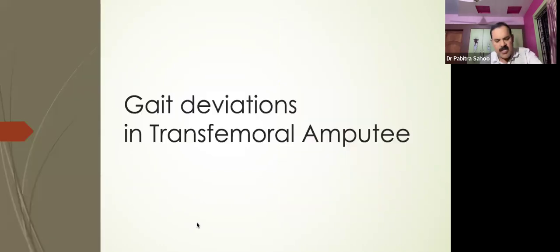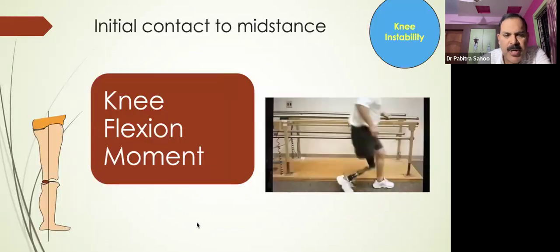Now the last part is the gait deviations in transfemoral prosthesis. What are the common gait deviations we should look for in the case of an AK amputee? If you divide the gait into its different components, there is initial contact to mid stance, then mid stance to toe off, then the swing phase. If you analyze the different stages of the gait cycle, the first part is initial contact to mid stance.